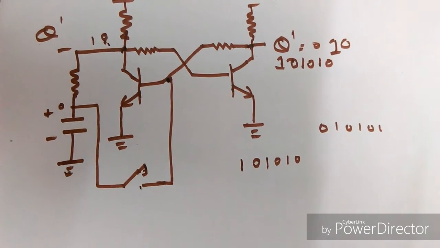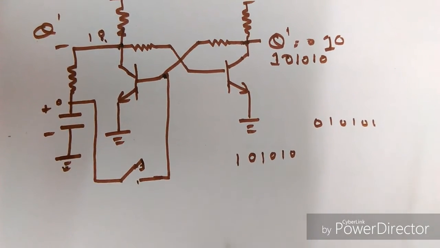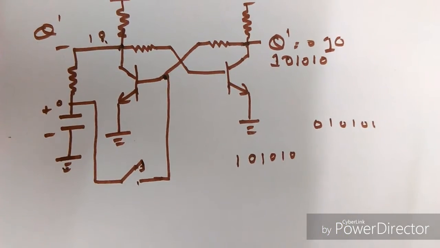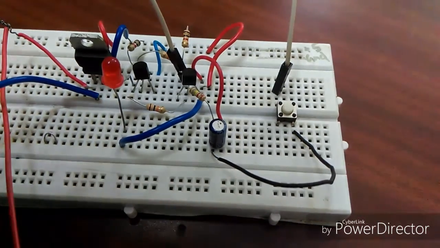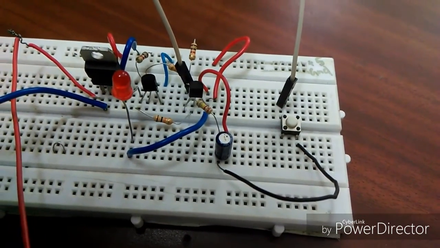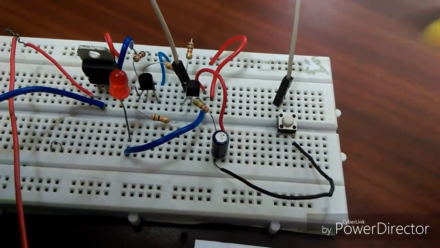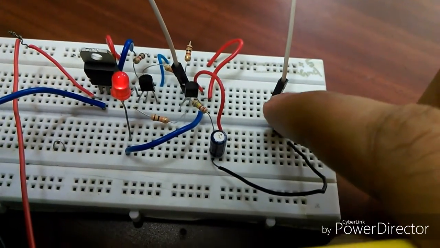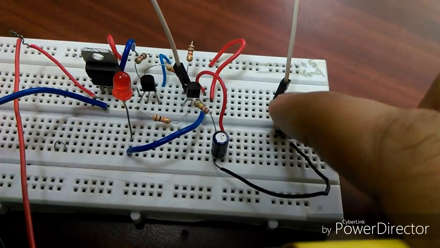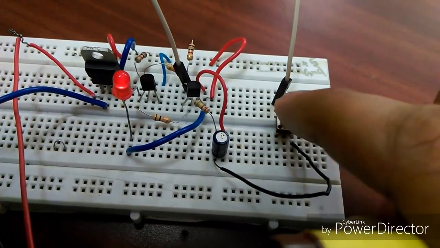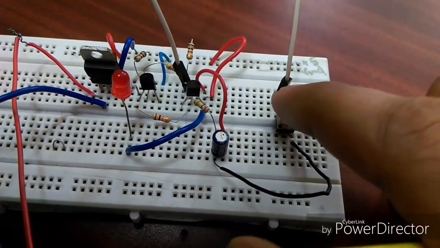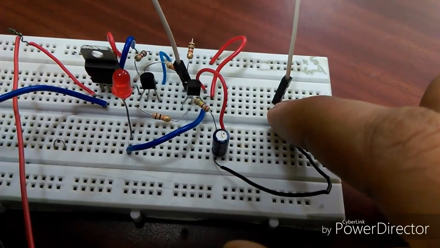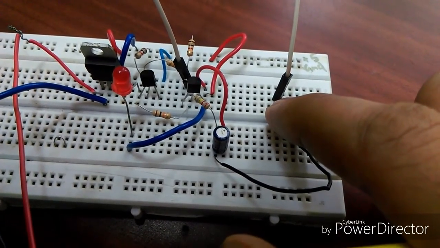So let's see its working on the circuit board. So this is the circuit of the T flip-flop. Here is the switch, when I press this button it will turn on and off, on and off. As you can see here, at the rising edge it is changing its state.